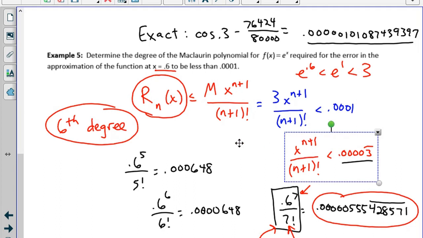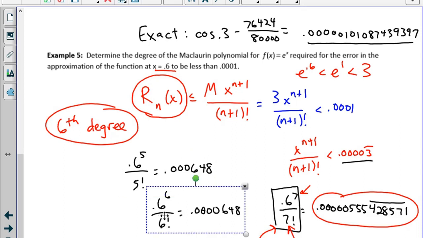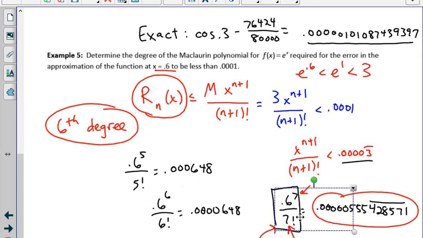So I divide both sides by 3, and I get this right here. So now I need to figure out what n that I sub in gives me a value of this next term, so to speak, less than 0.00003 repeating. I tried several things. 0.6 to the 5th over 5 factorial. That's not quite less than what I need it to be less than. 0.6 to the 6th over 6 factorial is closer, but still not quite. It's just slightly too big. 0.6 to the 7th over 7 factorial is our winner.